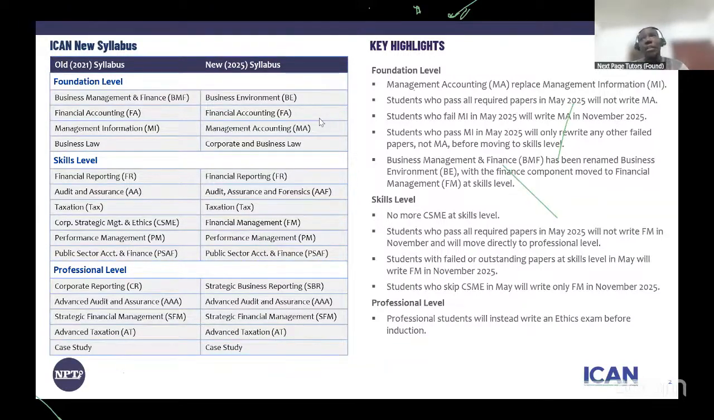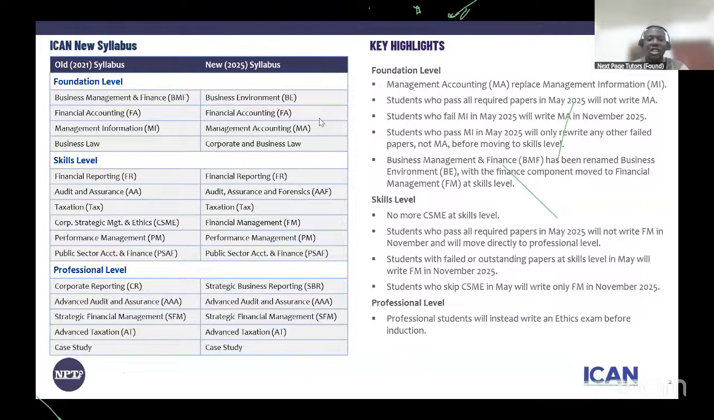So what does that mean? If you fail management information at the last concluded diet, you are going to be writing management accounting in this November diet. So please, let's get that. If you fail MI last diet, it only means that the course that you have to write before you move on to the next level will be MA, because MI is now MA. So that is at the foundation level.